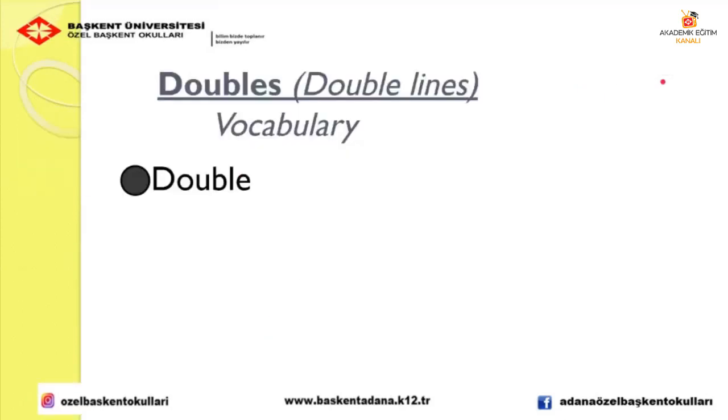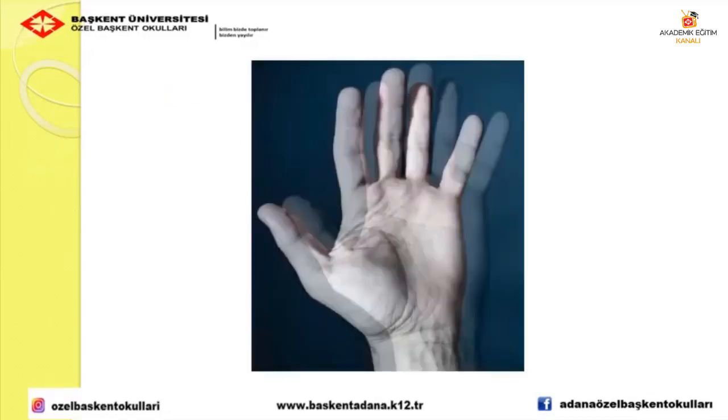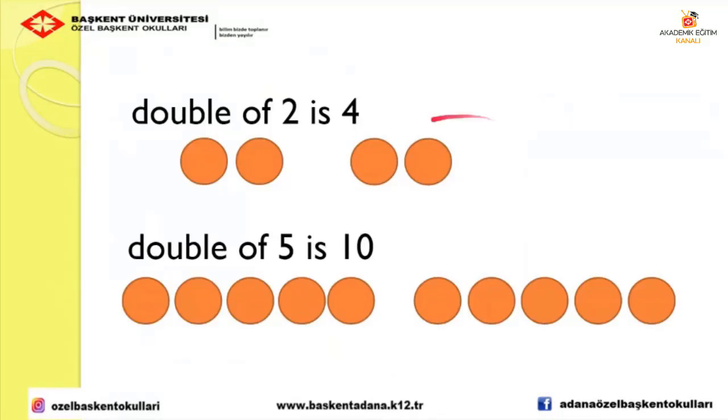Doubles. In this topic, the word to learn is double. Ooh, how many hands can you see? I think I can see double. Double means 2 times. For example, double of 2 is 4, 2 and 2. Double of 5 is 10, 5 and 5.